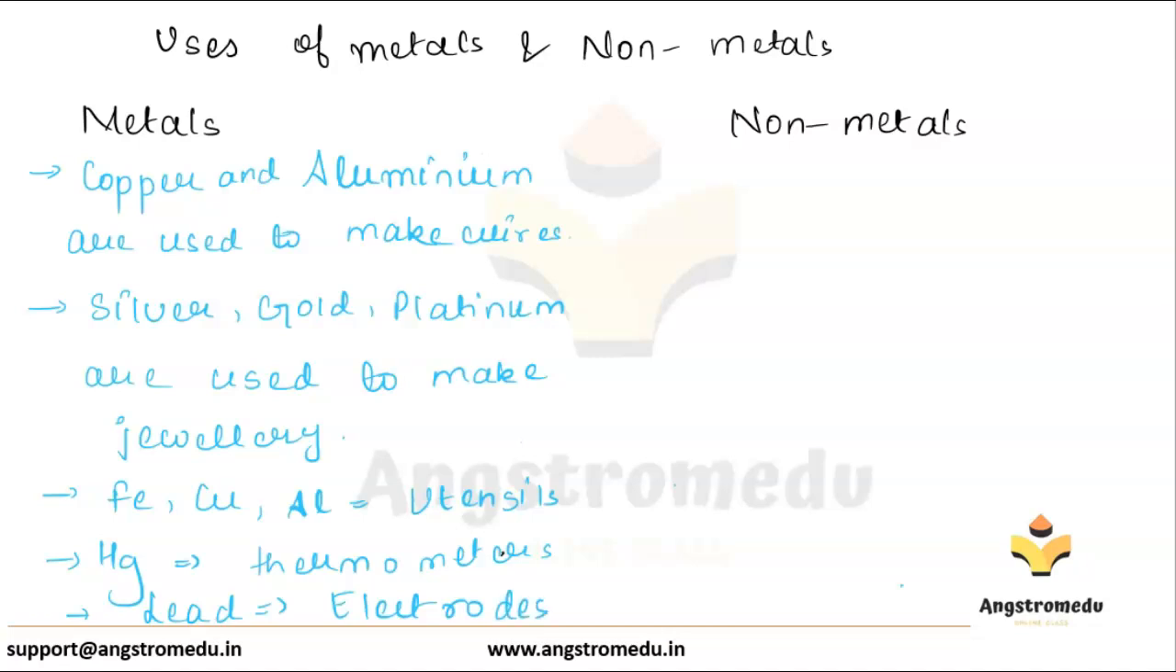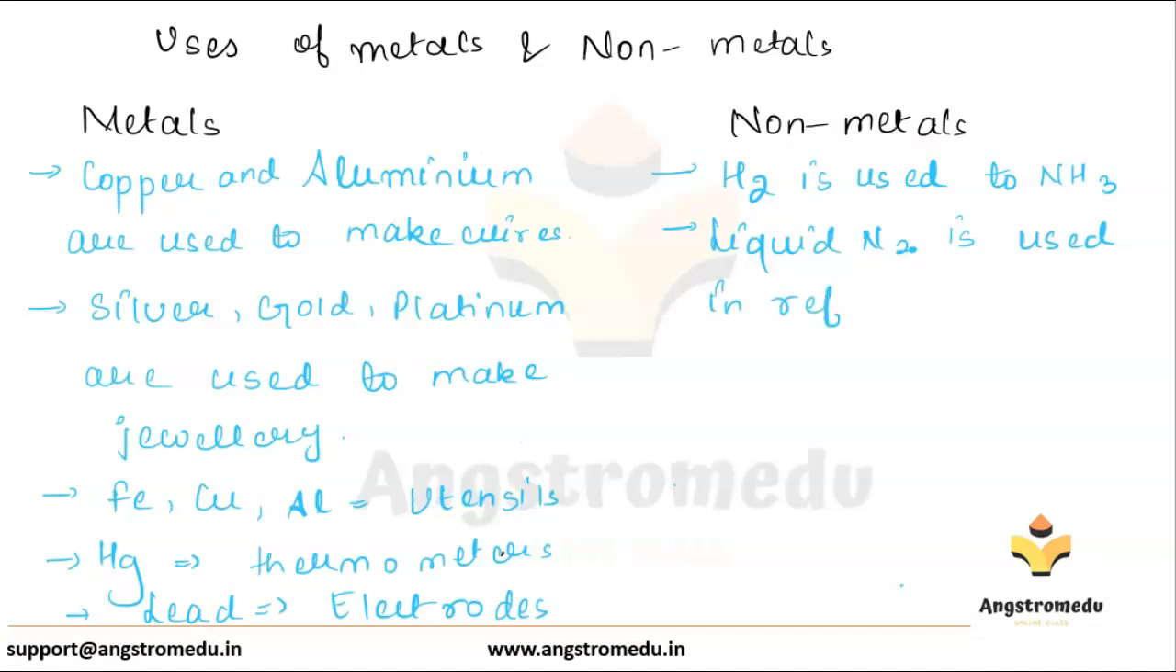Now, let us study about the uses of non-metals. So, first use is hydrogen is used to make ammonia. Then, liquid nitrogen is used as a refrigerant, which is used to store human organs at low temperature.